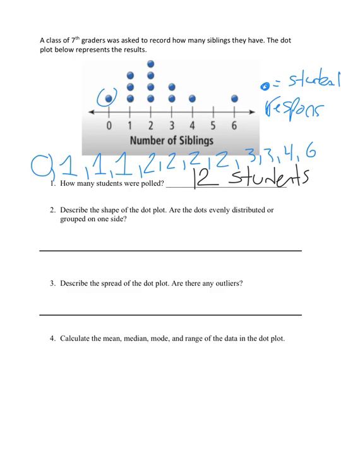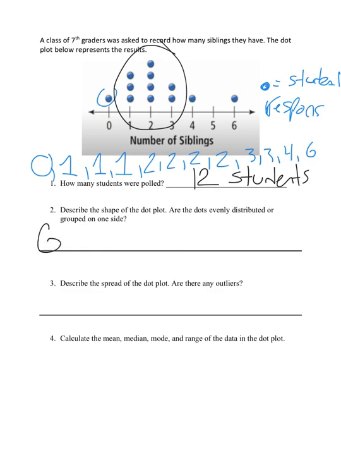For question 2, it's going to ask us, describe the shape of the dot plot. Are the dots evenly distributed or grouped on one side? So it's always helpful to see this dot plot as a whole because you can get some important information from just looking at where these dots are placed. Well, if we look at our dot plot, it doesn't seem like the dots are evenly distributed. It's not like there's 2 dots for each number. It seems like our dots are more grouped towards the middle.